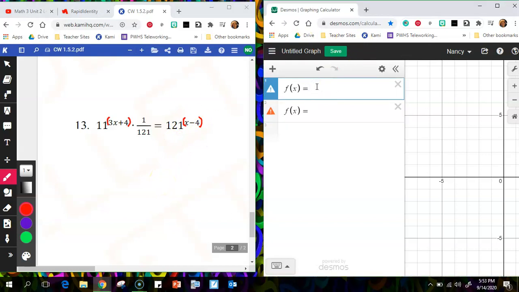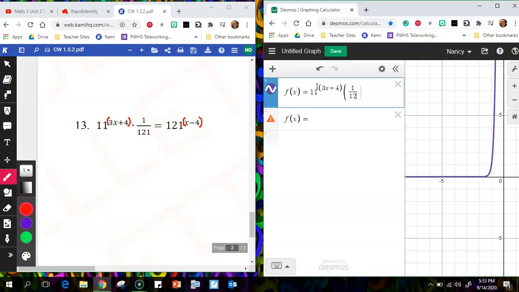So the left side, I have 11, Shift 6, parentheses, 3x plus 4, and then close your parentheses. And then hit Tab to come back down. And then what you can do is you can do more parentheses, because I don't know if there's like a times button. There might be. But do your parentheses to show multiplication, and then 1 divided by 121. Then hit Tab to get those parentheses back where they need to be. Okay, so that should be right for that one.